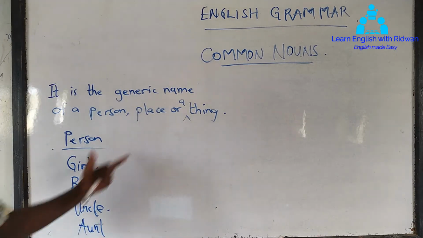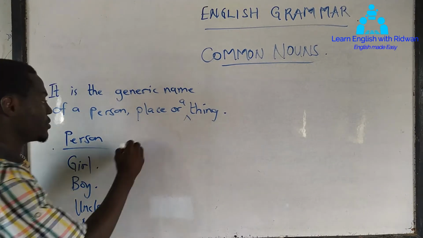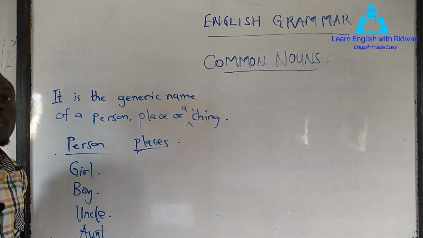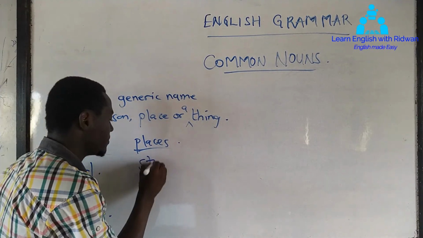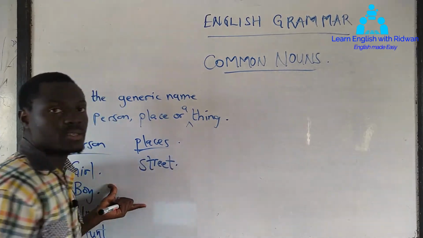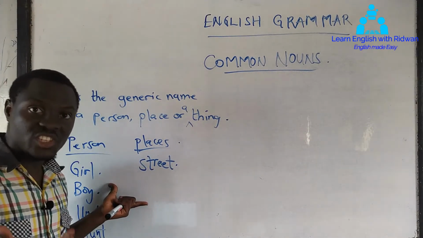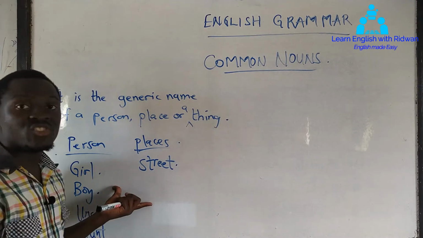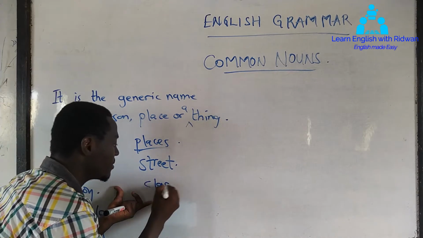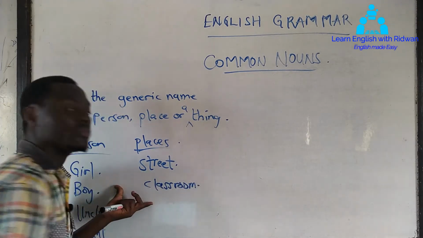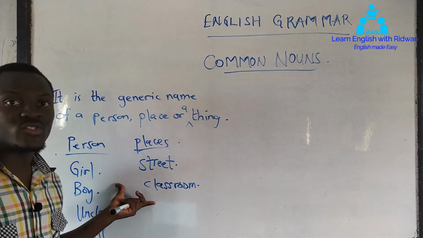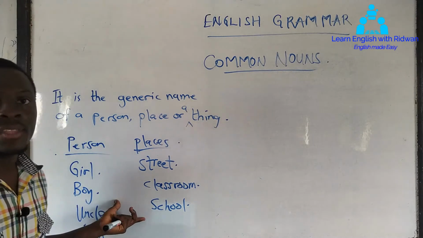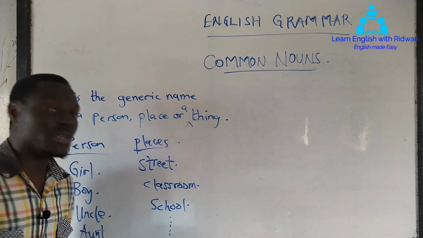Okay, let's now give examples of places that we know that are common. Places. An example of a common place will be a street. When we see a street, it is a common noun. So a street. Classroom. We have school, and we wouldn't finish if we wanted to mention everything here.